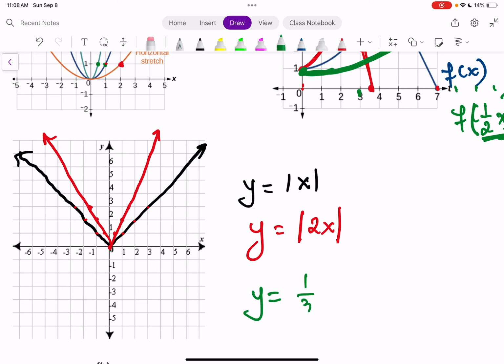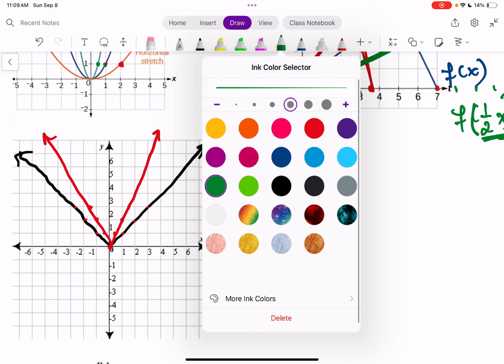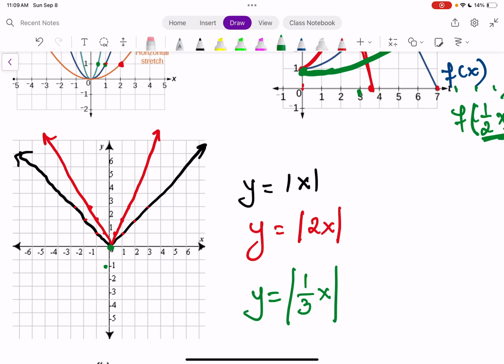If I have 1/3 x, then I'm multiplying all the x values by 3. So here it is in green. This x value is a 0. This x value is a 1. I'm going to multiply by 3, so I'm going to move it to 3. This x value is a 2, times 3 is going to go to 6. So this graph is stretching horizontally by a factor of 3. So it's 3 times as wide as the original graph used to be.